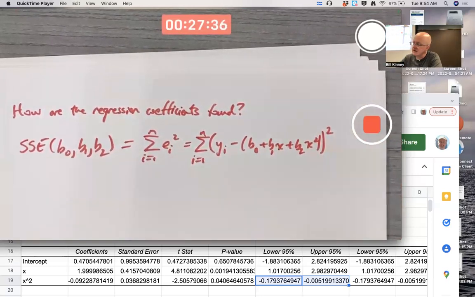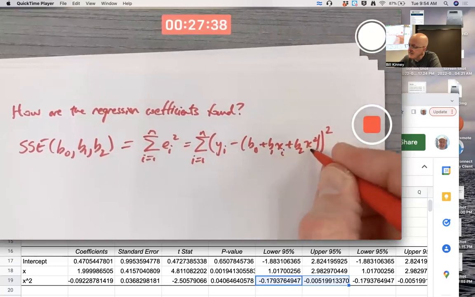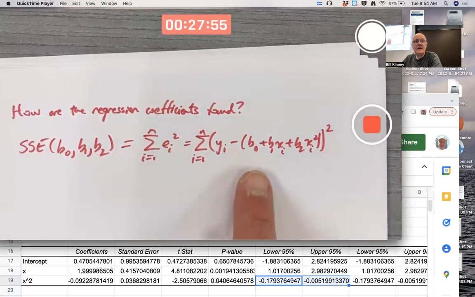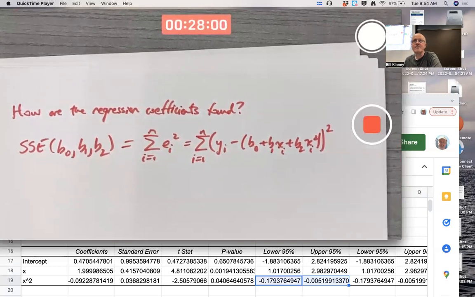And I should put subscripts on the x's, xi. I'm imagining data here, like my simulated data: X1 comma Y1, X2 comma Y2, X3 comma Y3, et cetera, et cetera. The B's are supposed to be estimates for the betas, right? Based on the data, what are the estimates that minimize SSE?